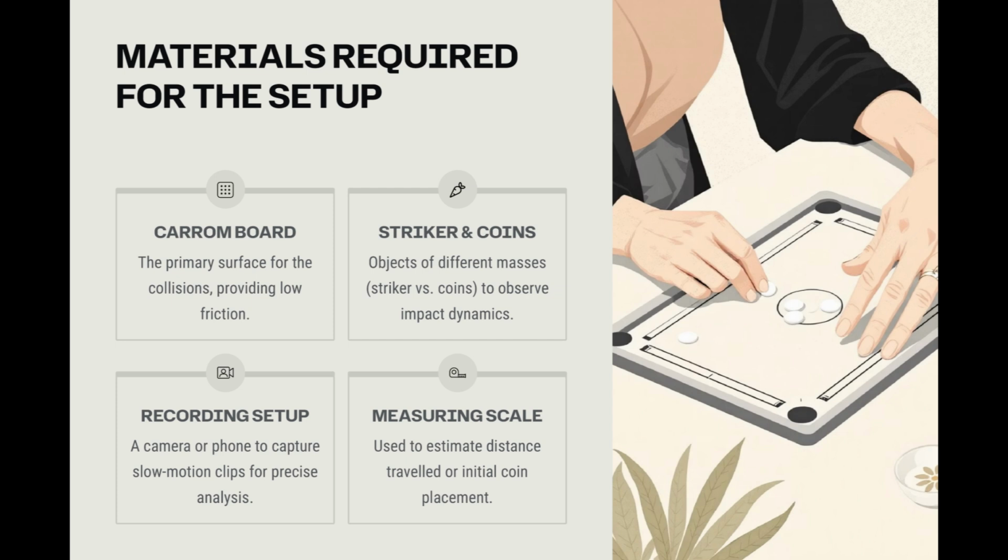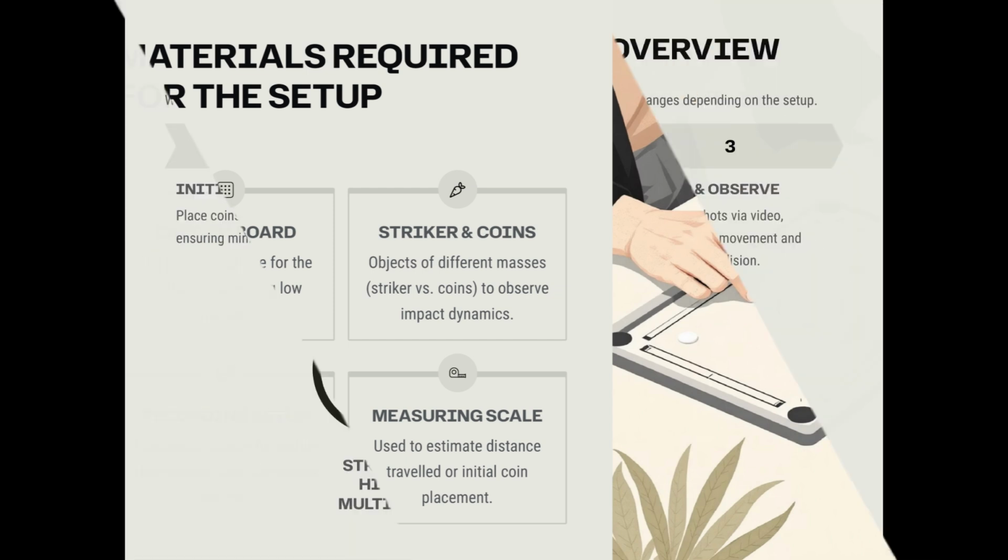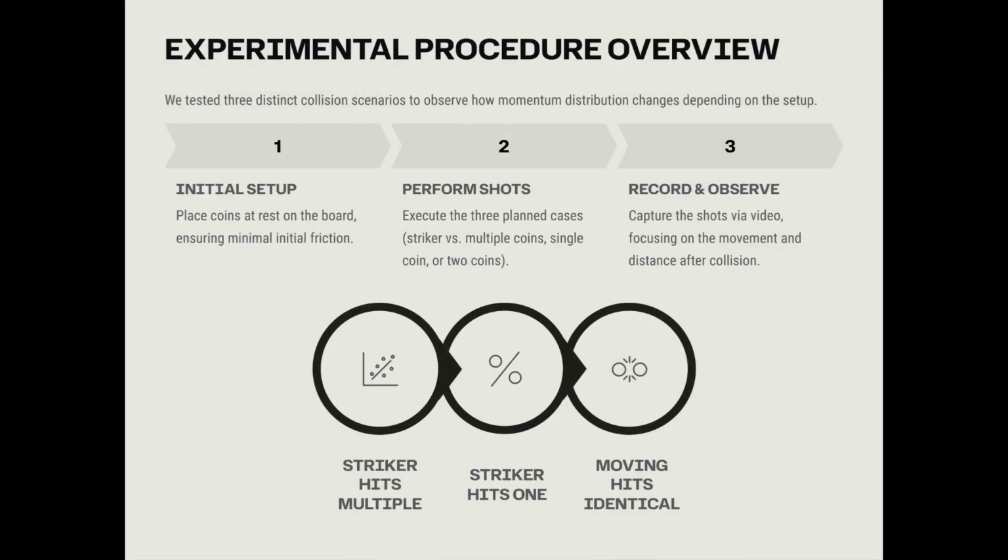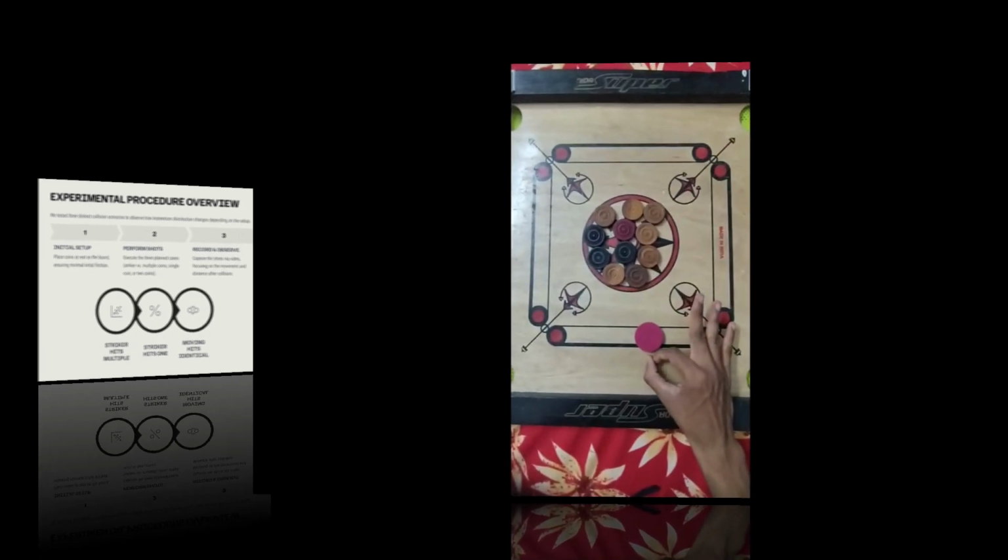Materials required for the setup are carom board, striker and coins, a recording setup, and a measuring scale. We tested three distinct collision scenarios to observe how momentum distribution changes depending on the setup. Now, Divyanshu will demonstrate case 1 in which striker hits multiple coins.